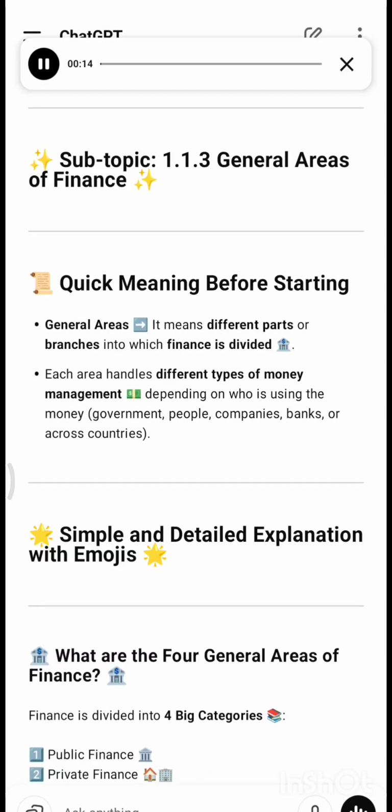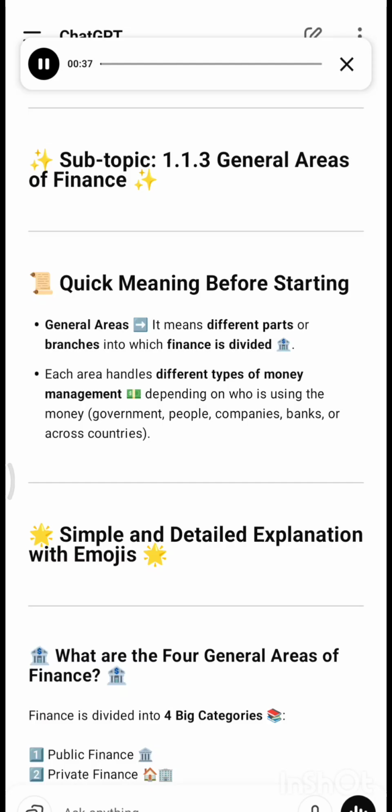Subtopic 1.13: General Areas of Finance. Quick meaning before starting. General areas means different parts or branches into which finance is divided. Each area handles different types of money management, depending on who is using the money: government, people, companies, banks, or across countries.